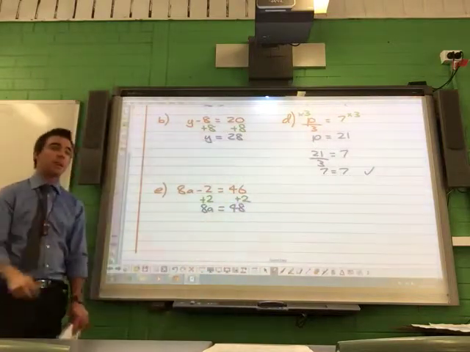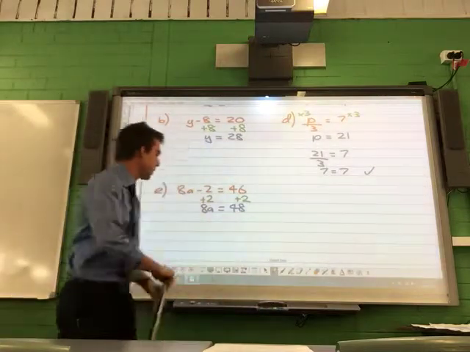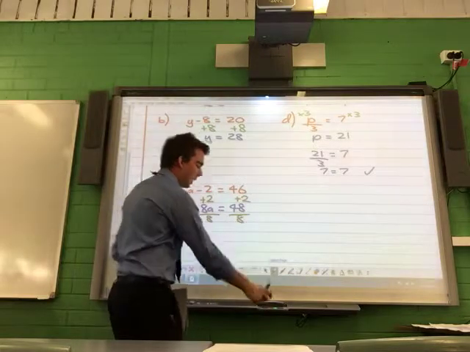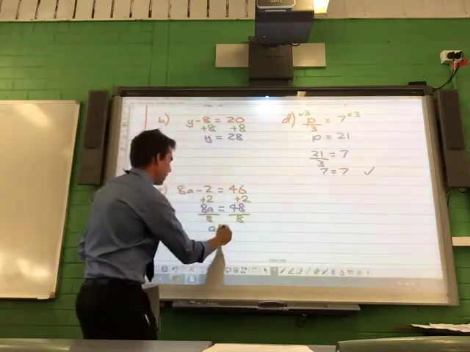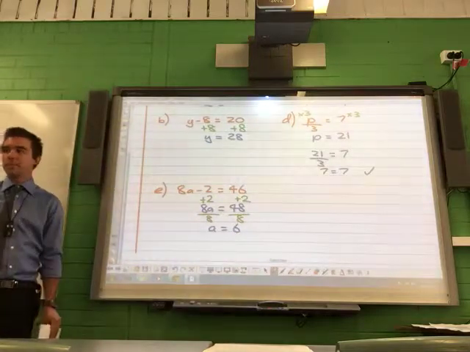Now I'm down to that one step that we've done in the first 4 examples, so that I can do that final step. Let's do the opposite of timesing by 8, which is dividing by 8 here. So 48 divided by 8 is 6.